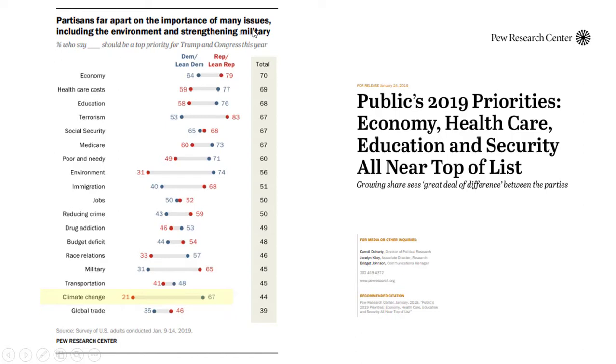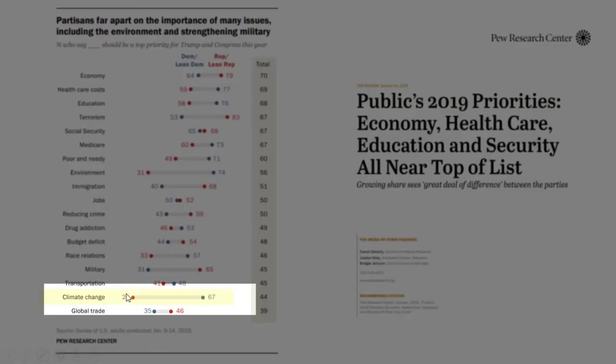Partisans far apart on the importance of many issues, including the environment and strengthening the military. You can see in the traditional blue, we've got Democrat or leaning Democrat, and in the red, Republican or leaning Republican. It's stark when it comes to climate change, in terms of percentage who say this should be a top priority for Trump and Congress this year. Climate change: Republican or Republican-leaning 21%, Democrat 67%.